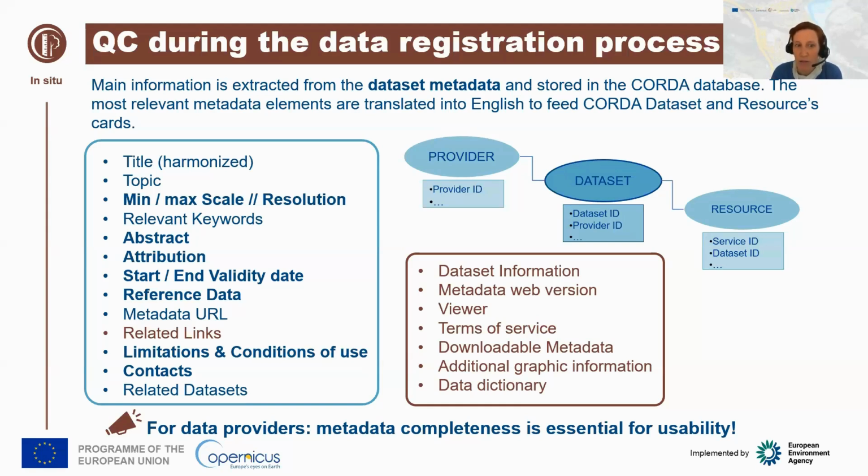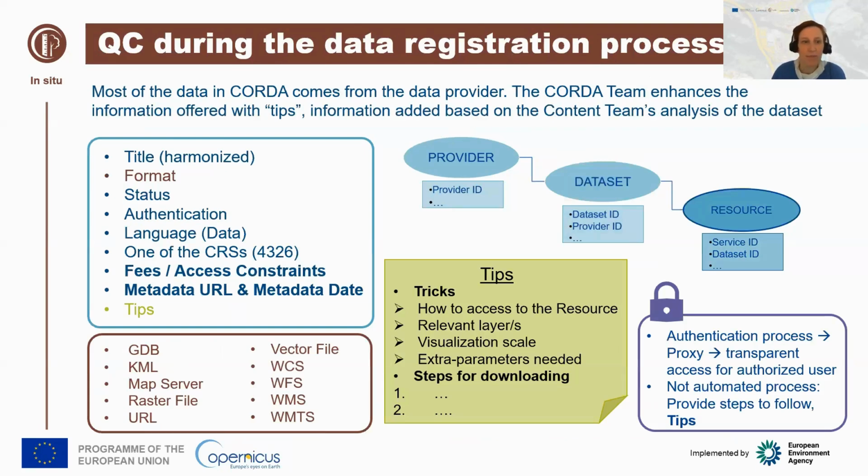And in the brown rectangle, you can see the most common related links, which offer valuable information about the dataset, as for example, data dictionary, viewer, or additional geographic information. Let's see what about the resource in the next slide.